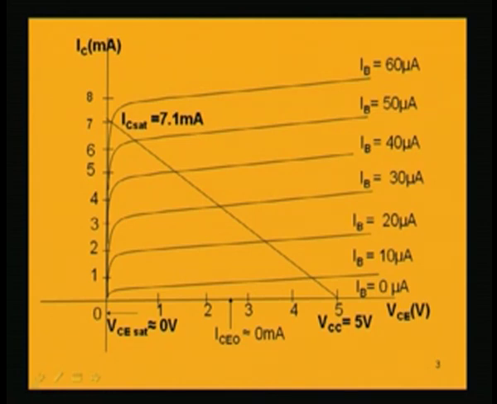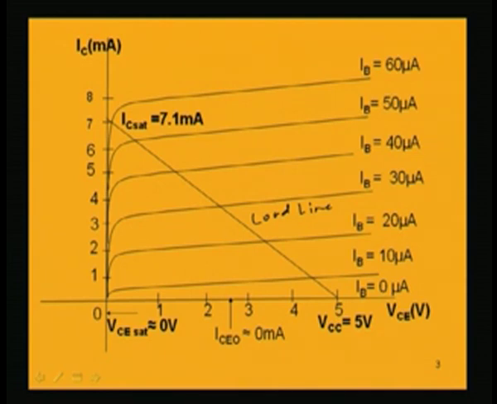And when IC is equal to 0, the VCE maximum value will be 5 volt, the VCC value here. So, we are joining these 2 points, and this is the load line for this particular example. Now, in this plot, we are having the output characteristics, that is the curves for different values of the base current.